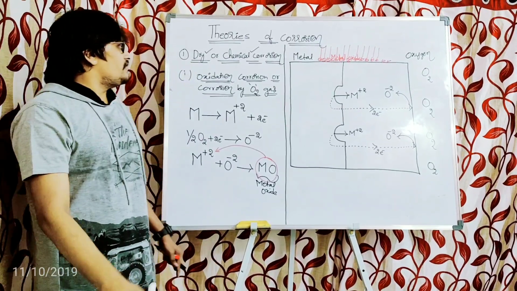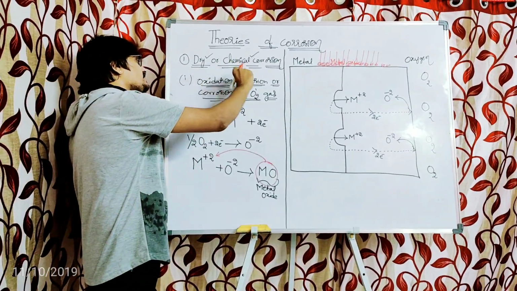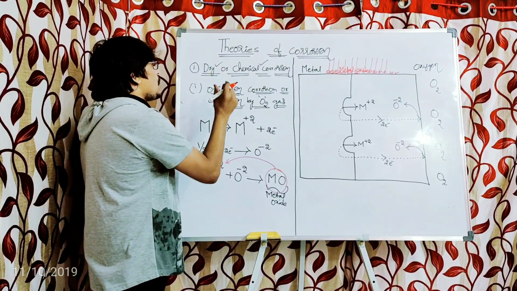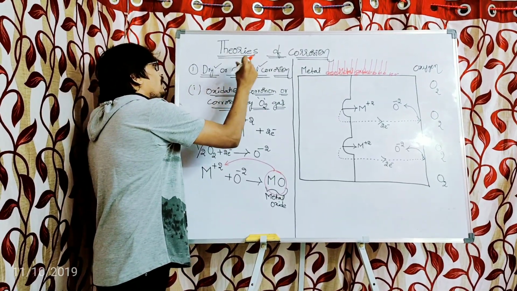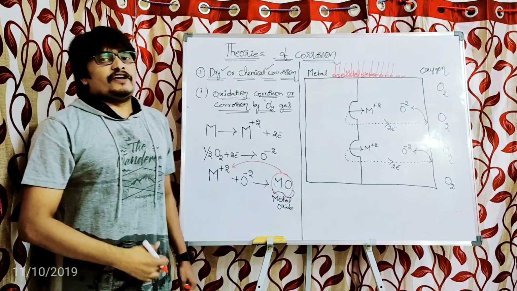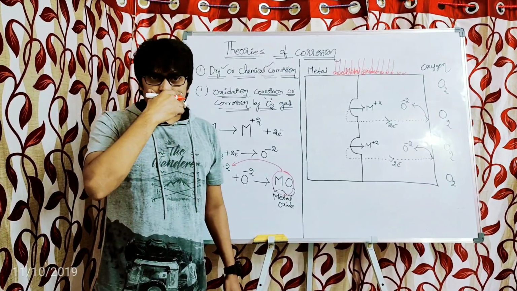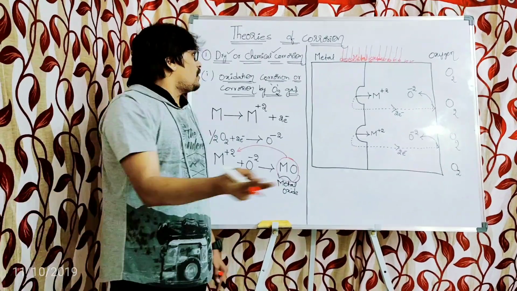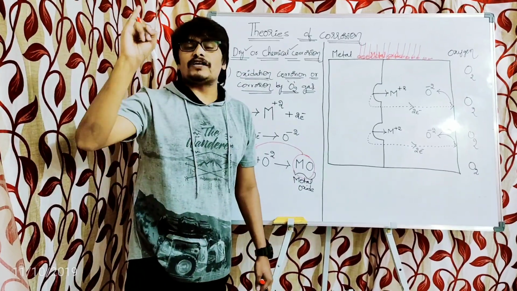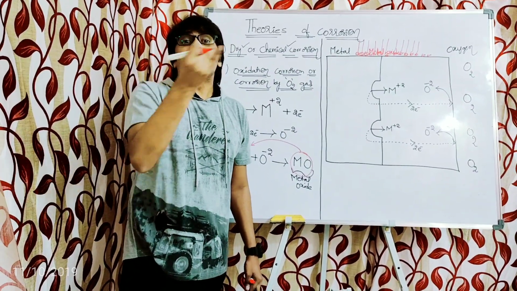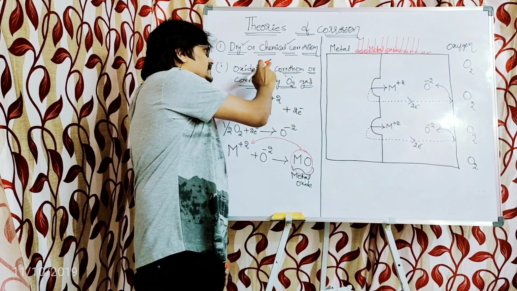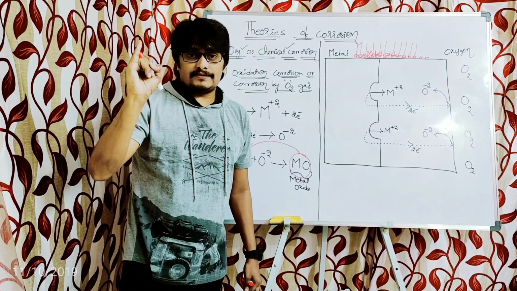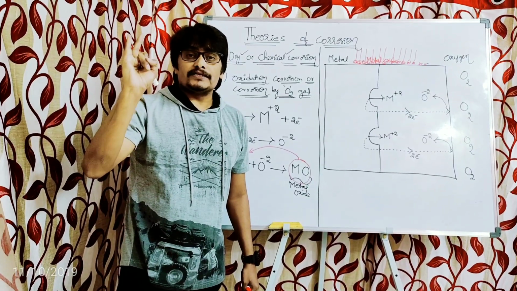So in this particular video, I've explained only about oxidation corrosion, or corrosion by oxygen gas, which is one subtopic of dry or chemical corrosion. In the next video, I will discuss the two other types of corrosion which are a part of dry or chemical corrosion. The first is corrosion by other gases. The next one is liquid metal corrosion.